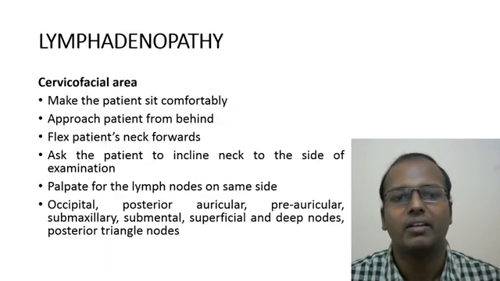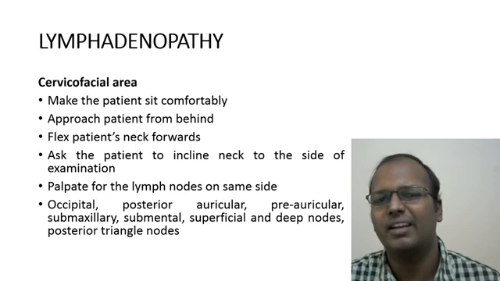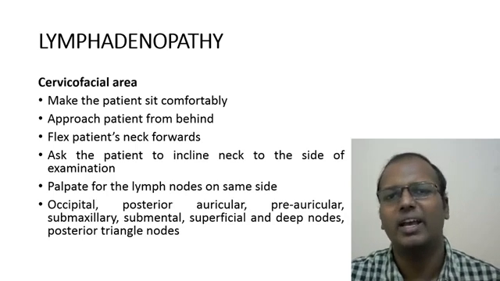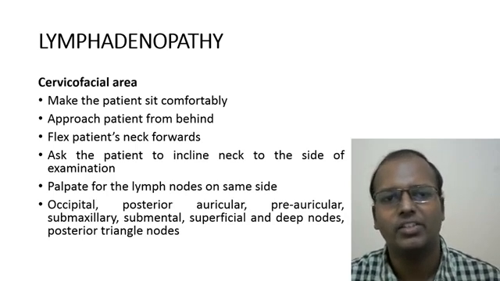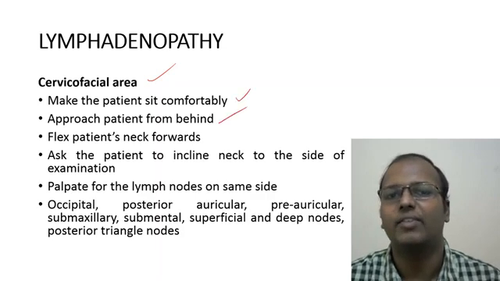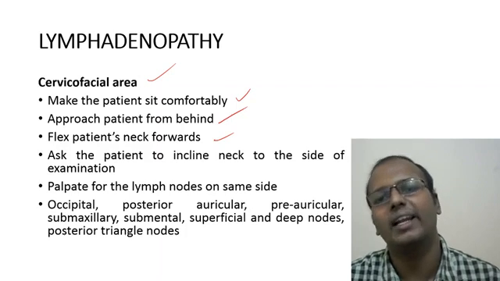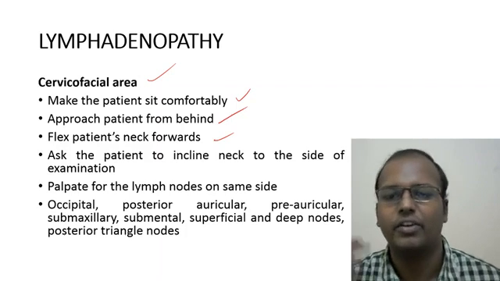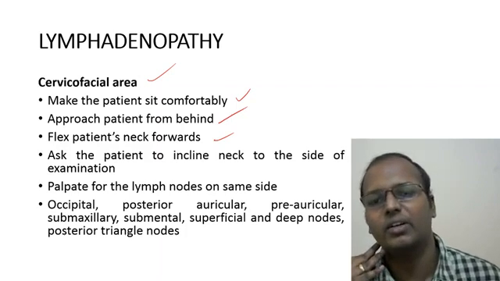Okay, Epstein's anomaly. Coming to lymphadenopathy, I'm not going in depth and it is not very important, but just to highlight and revise your knowledge, I just put the points. So cervicofacial area and axillary area are important. Approach the patient from behind, flex the neck forwards, and ask the patient to incline to the side of examination. For example, if you examine the right side, then you have to incline towards this side.